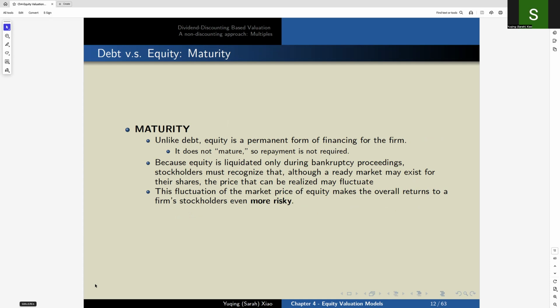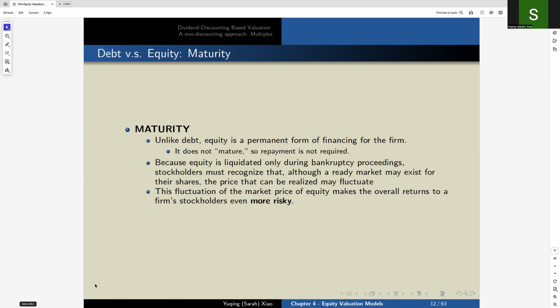As we stated at the beginning of the lecture, debt has a fixed maturity date. Eventually, principal must be repaid. Equity, in contrast, has no maturity. It represents permanent capital.